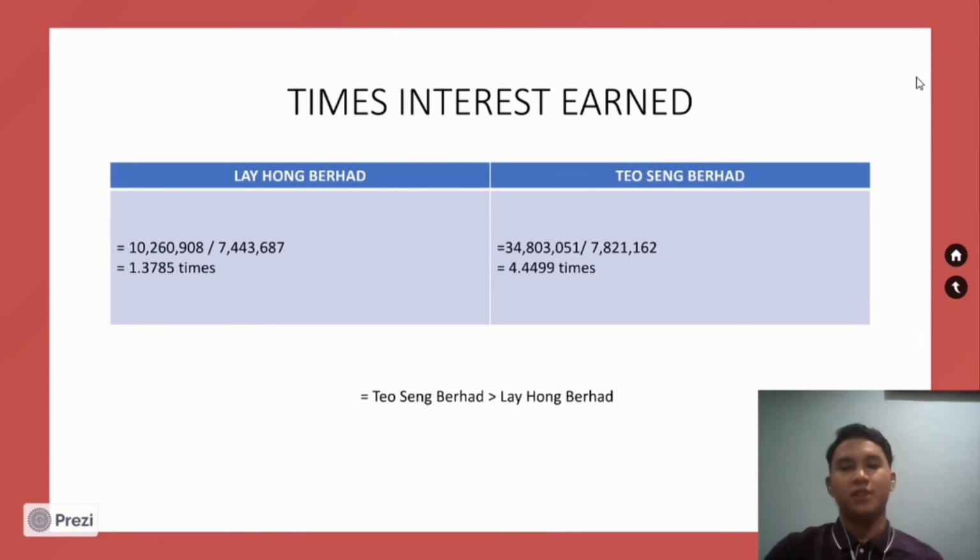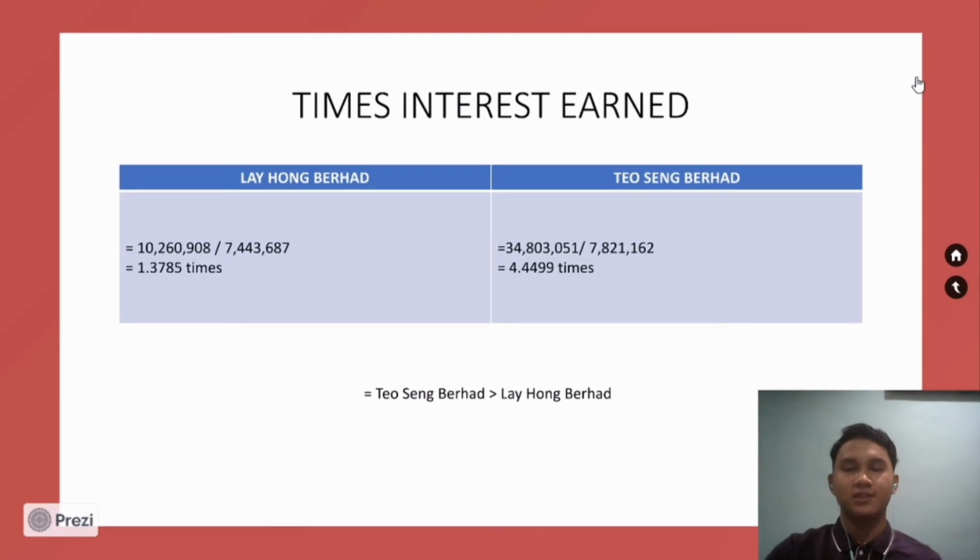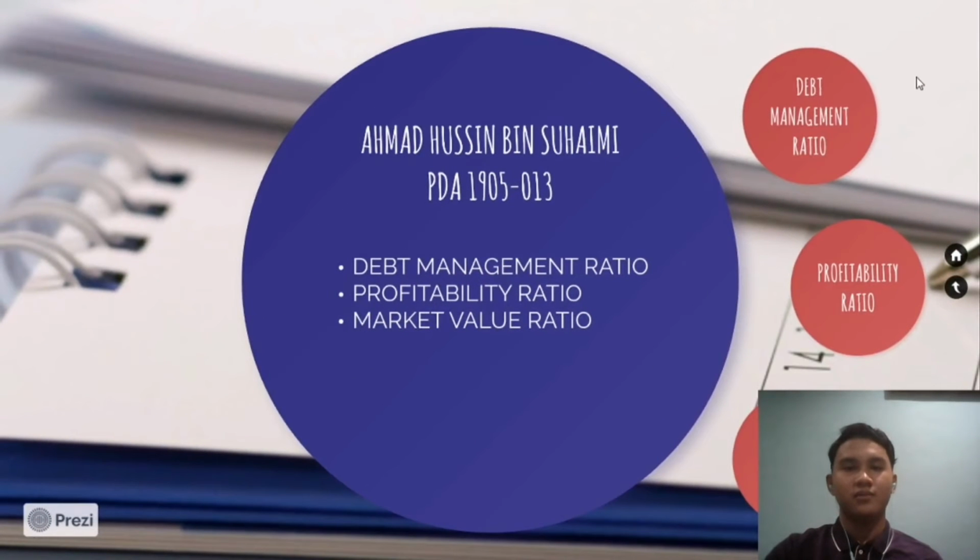Lastly, for debt management ratio is times interest earned. The formula for this calculation is earnings before interest and tax divided by interest expenses. Lehong Berhad has 1.3785 times interest earned, while Teoseng Berhad is 4.4499 times. This means Lehong Berhad is more burdened by debt expenses than Teoseng Capital Berhad. So, the second ratio is profitability ratio.